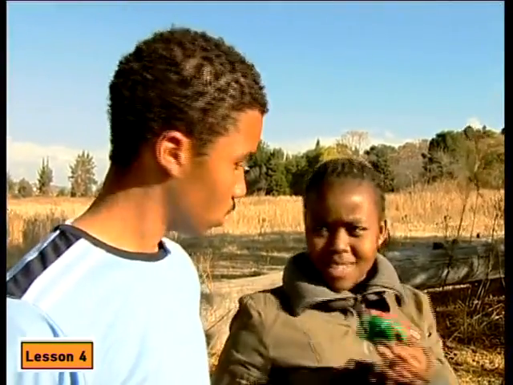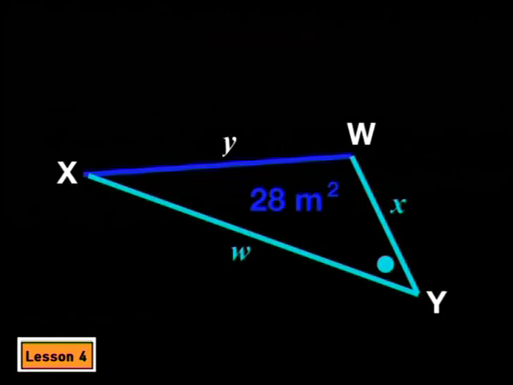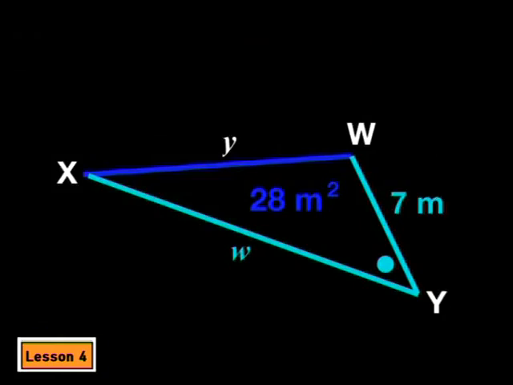So why don't we just measure both sides? I mean, I've got a tape measure. X is 7 meters. And W is 10 meters. Got it. So, now that you have the diagram with some of the measurements, can you use the formula to work out the size of angle Y?